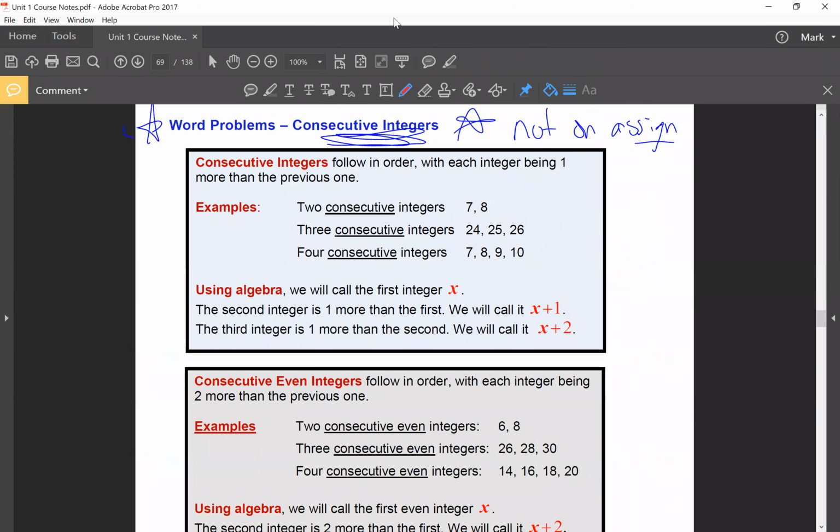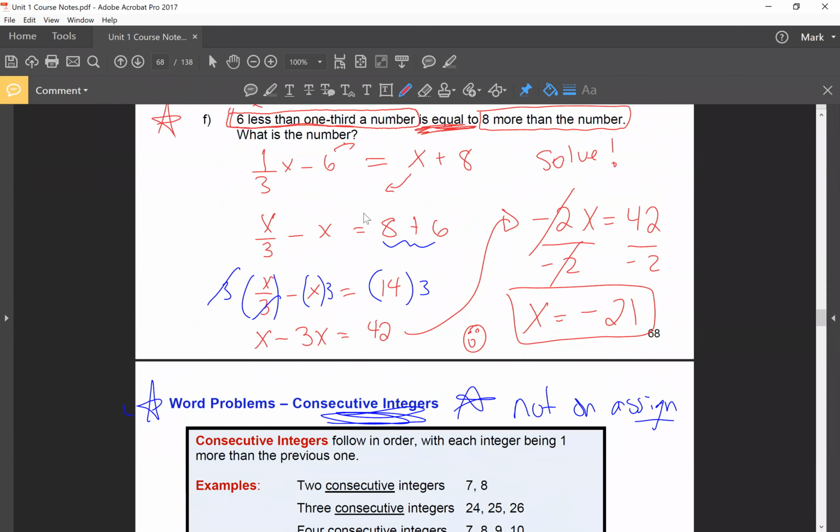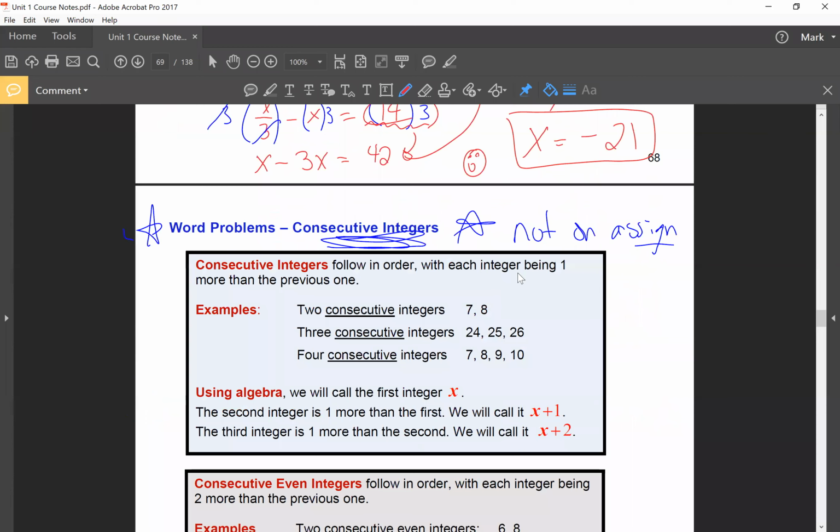Yes. You write x minus 3x. Then you write minus 2x equals 42. Yep. So x minus 3x is negative 2x, right? If you do 1 minus 3, it's minus 2. Does that make sense? Okay. Yeah. And then 14 times 3 is 42. Right? Yes. Okay, cool. All right, good question.